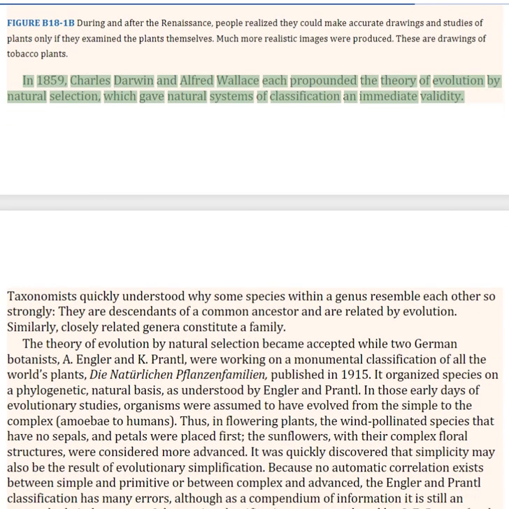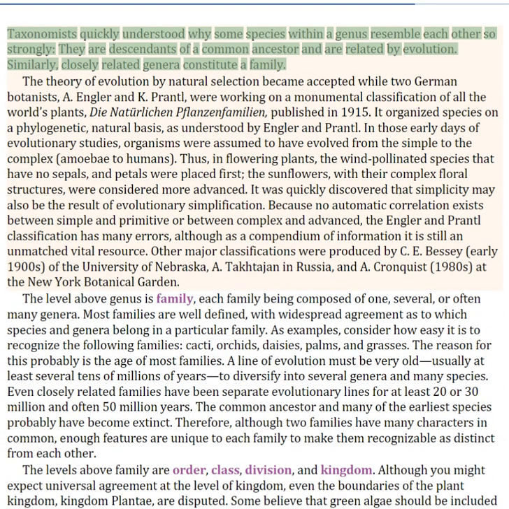In 1859, Charles Darwin and Alfred Wallace each propounded the theory of evolution by natural selection, which gave natural systems of classification an immediate validity. Taxonomists quickly understood why some species within a genus resemble each other so strongly. They are descendants of a common ancestor and are related by evolution. Similarly, closely related genera constitute a family.